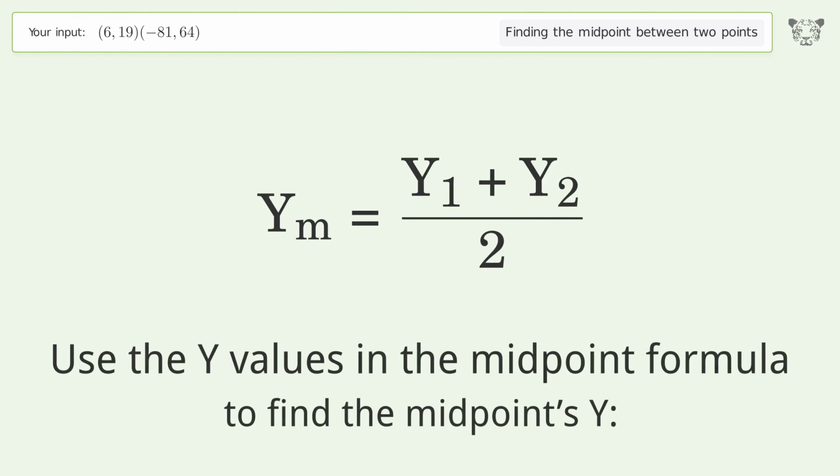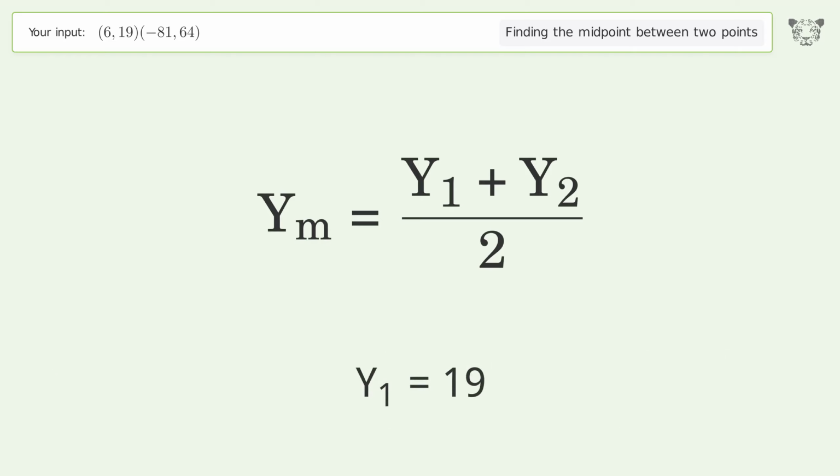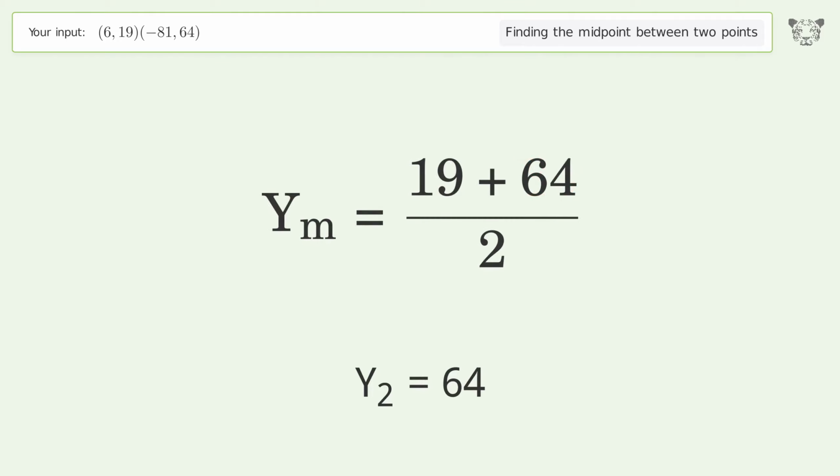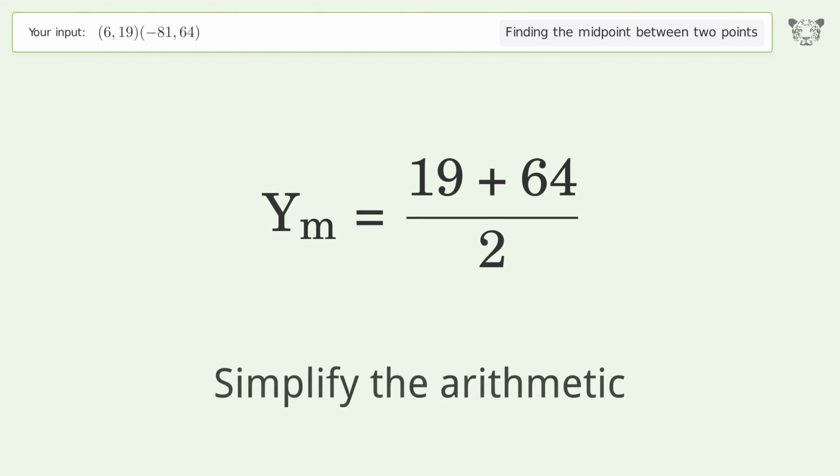Use the y values in the midpoint formula to find the midpoints y. y1 equals 19. y2 equals 64. Simplify the arithmetic.